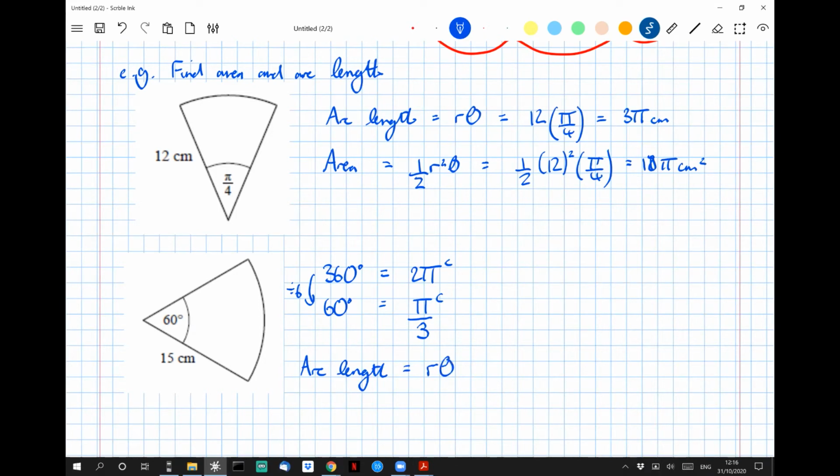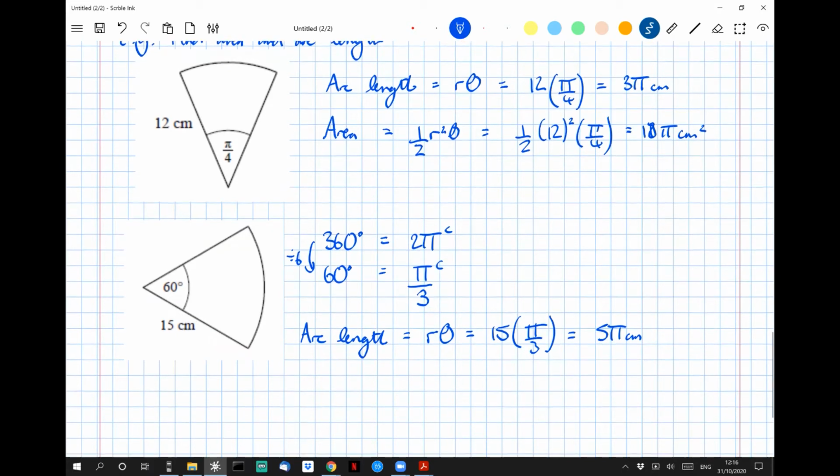Write the formula down to remember it. R theta equals R theta, which is 5 pi centimeters. And the area, well, the area is a half R squared theta. Write it down to remember it.